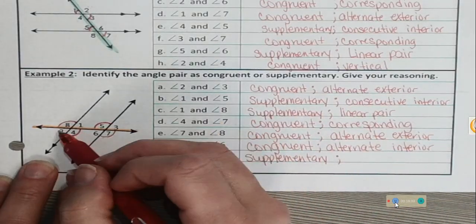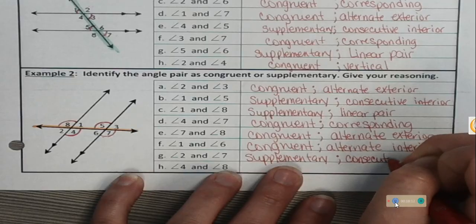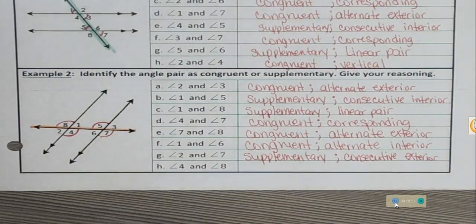And they are on the same side and exterior. So these are consecutive exterior angles.